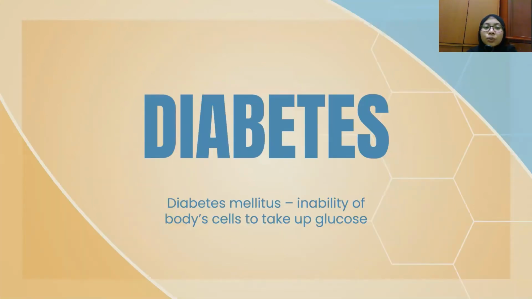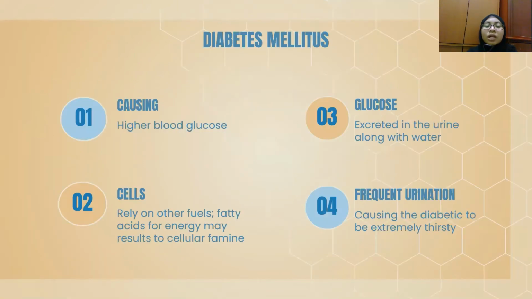Next, we continue with diabetes. Damage to insulin-producing cells in the pancreas from chronic pancreatitis can lead to diabetes mellitus, or commonly known as diabetes. It is a condition where body cells are unable to take up glucose. When that happens, it will cause blood glucose to be higher than normal, and cells need to rely on other fuels such as fatty acids for energy.